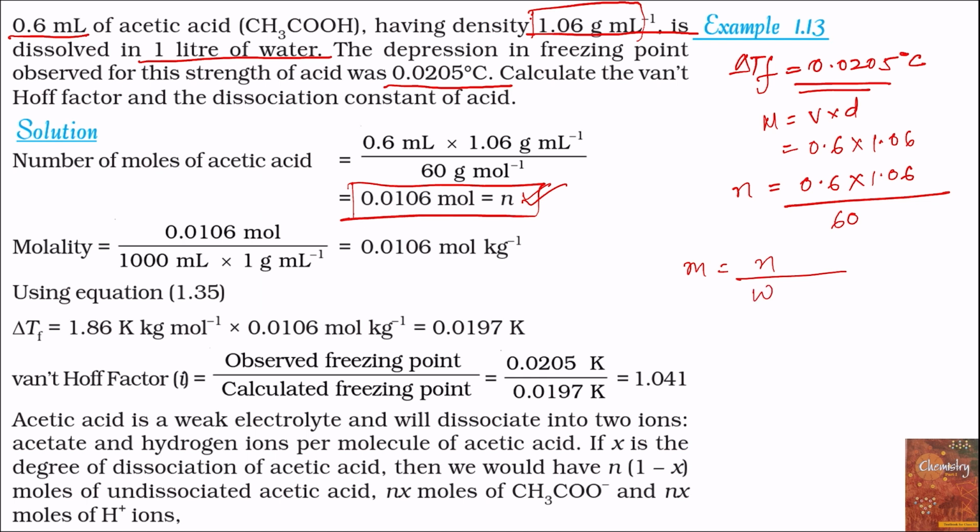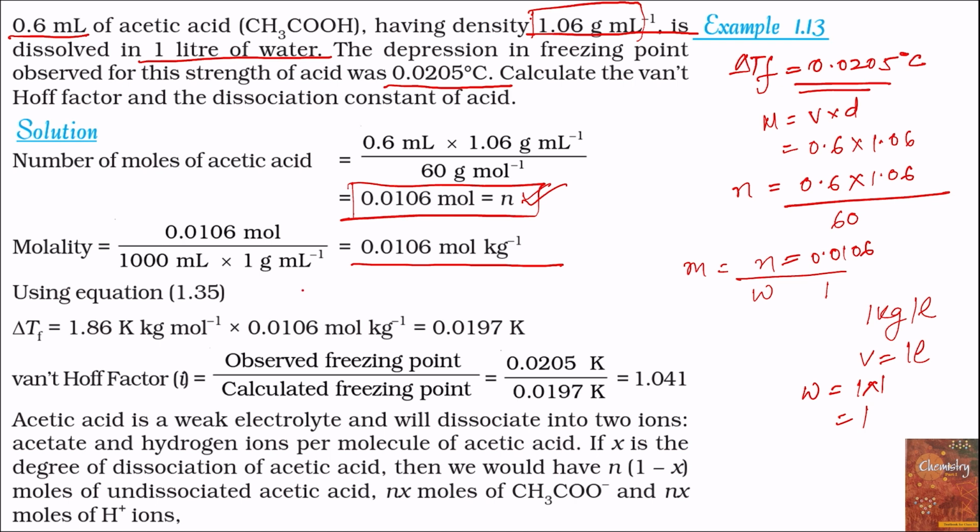Now solvent is water, volume of water is given as 1 liter. Density of water is 1 kg per liter, volume of water given is 1 liter. So weight of water what will it be? Volume into density, that is 1 into 1, so this is 1. So molality of solution will be moles of solute, that is 0.0106, divided by weight of solvent in kg, so divided by 1, so molality is 0.0106 mole per kg.